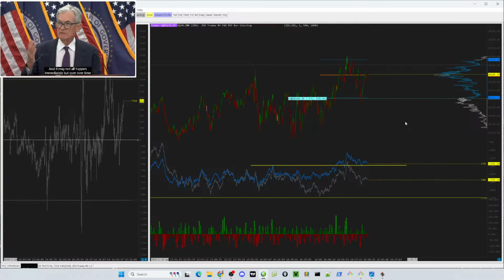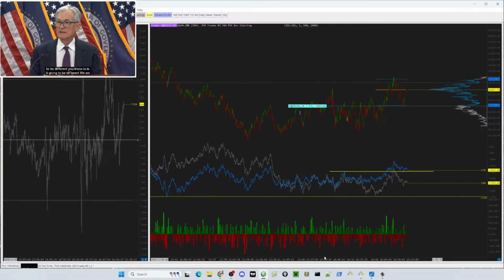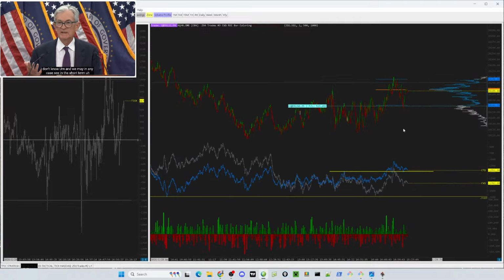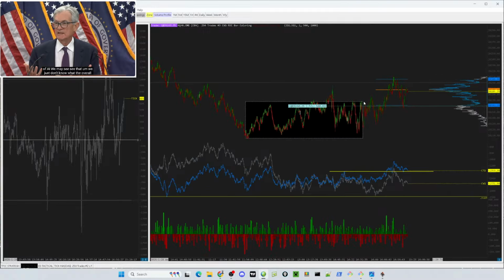13.4K. And we always ask, well, this is going to be different. Is it going to be different? And we don't know. And we may, in any case, see in the short term jobs that are being eliminated by the capabilities of AI. We may see that. We just don't know what the overall effect is going to be. So how to think about it in macroeconomic terms, it's very hard. We can look at the aggregate data.